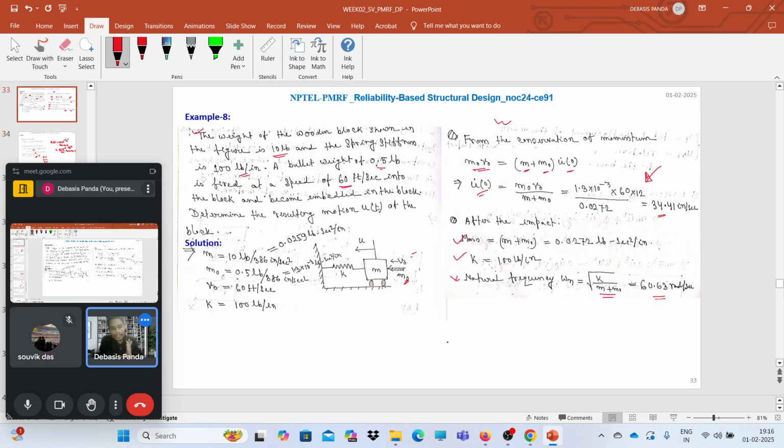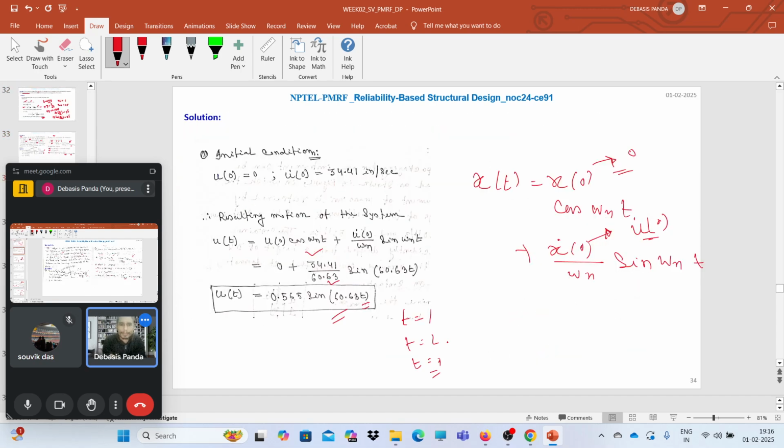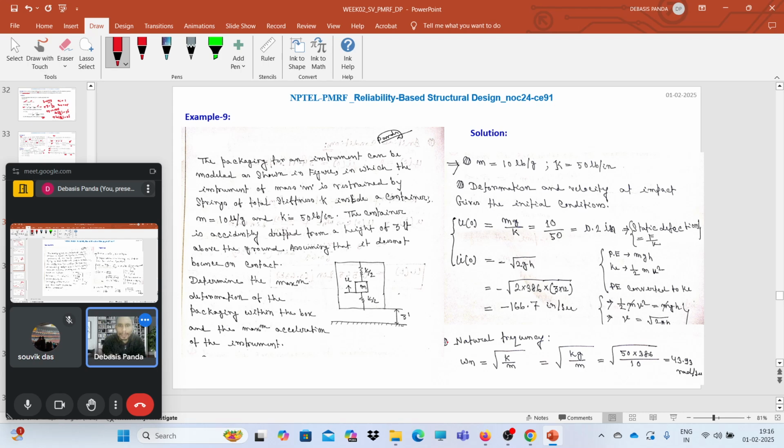So this problem is also an undamped free vibration case, where the initial velocity of the system is initiated using a bullet, right? Now, for a similar kind of example here, you just solve it. I have written down a similar kind of thing step by step, so you can easily correlate and calculate it. Please go through it and try to solve it.